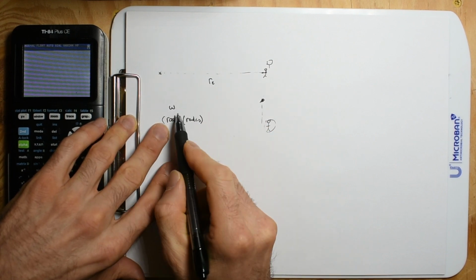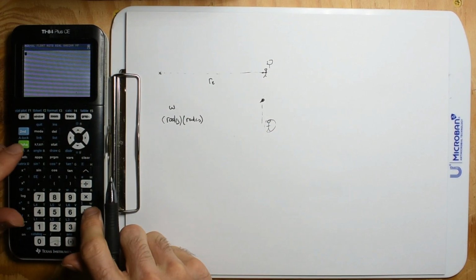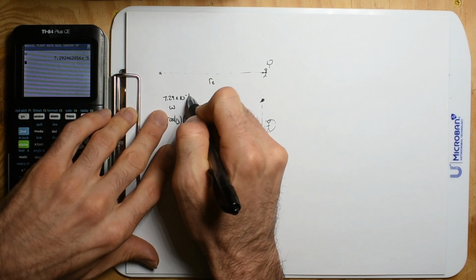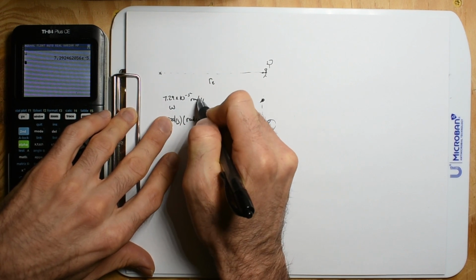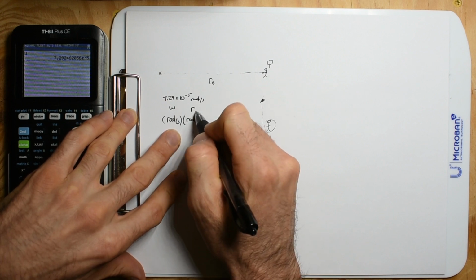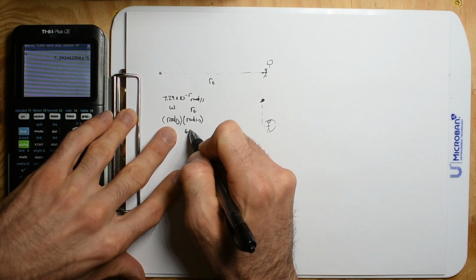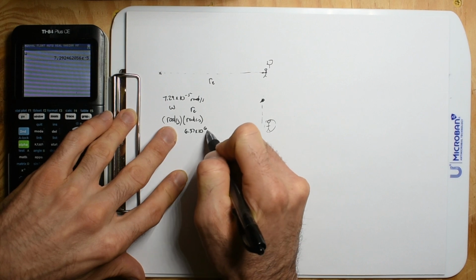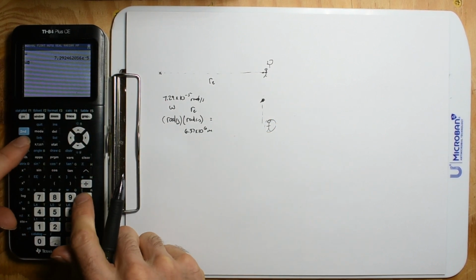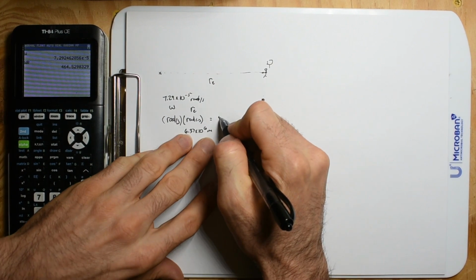And so we know omega in our calculator. That's a horrible looking number of 7.29 times 10 to the negative 5 radians per second. Then we multiply by the radius of the Earth, which we have in our calculator as 6.37 times 10 to the 6 meters. Doesn't this give us tangential velocity? Omega times r.